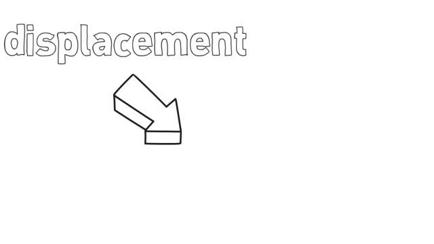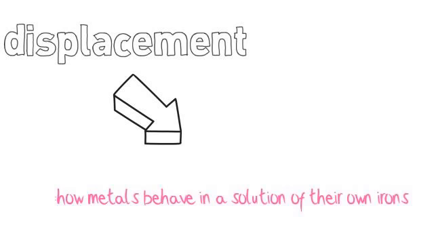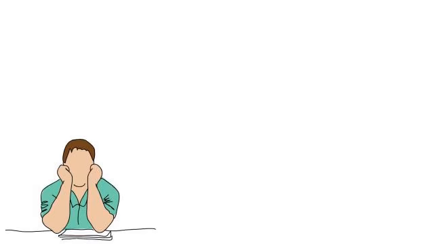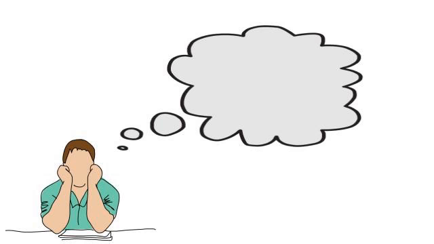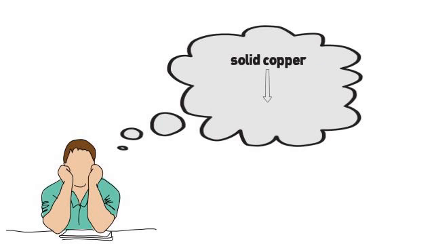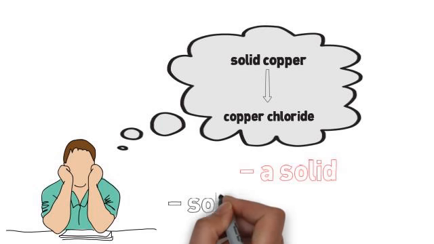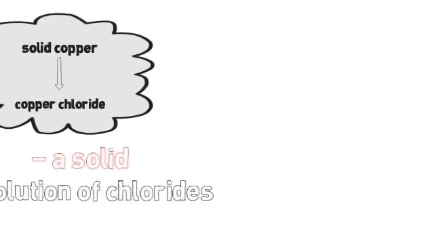Key to understanding how displacement happens is to ensure understanding of how metals behave in a solution of their own ions. For example, if you had solid copper that is in a solution of copper chloride, you would have a solid, and then a solution of chlorides that were free to move. This mix would result in one of the two reactions occurring.